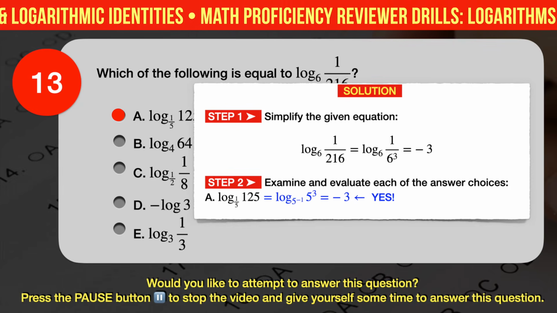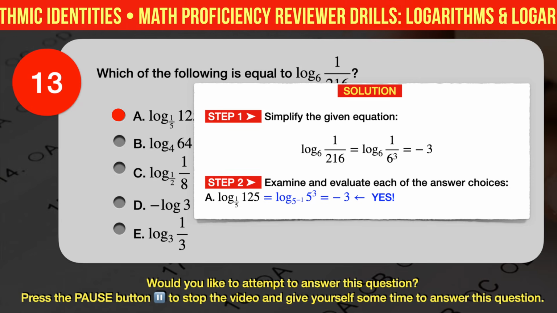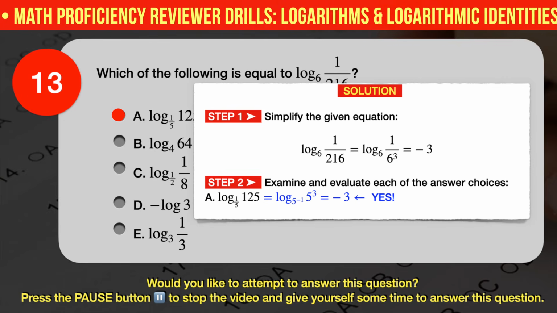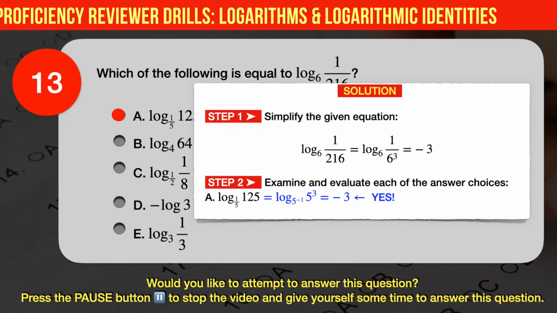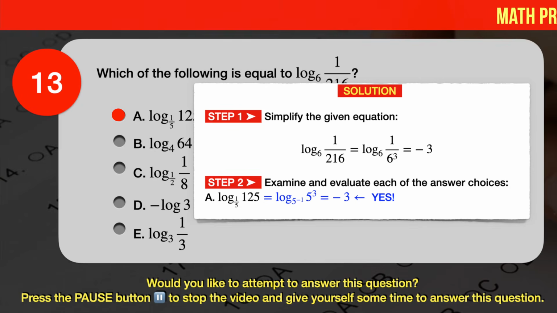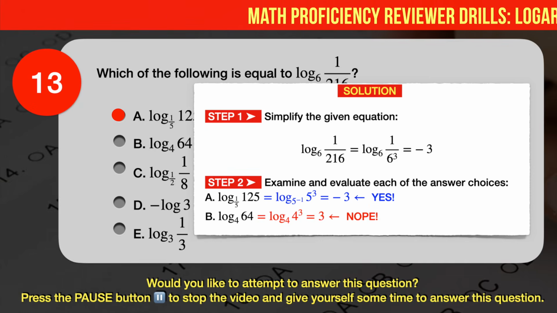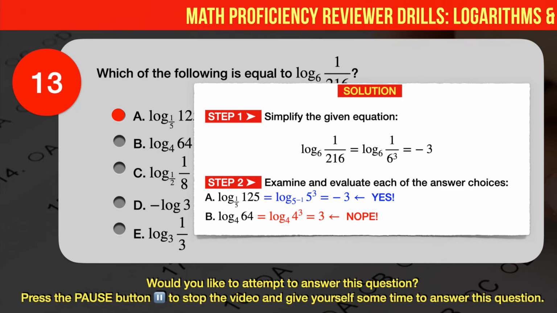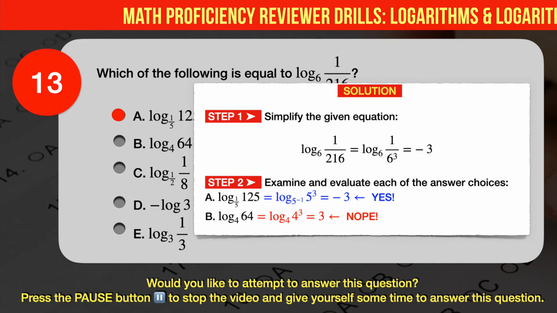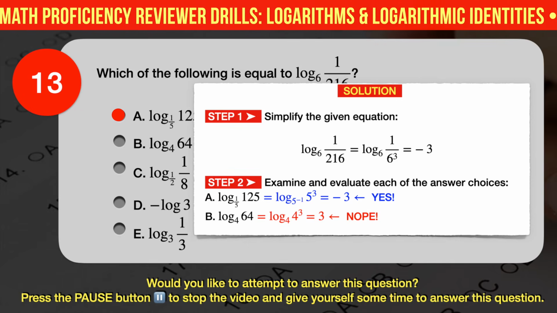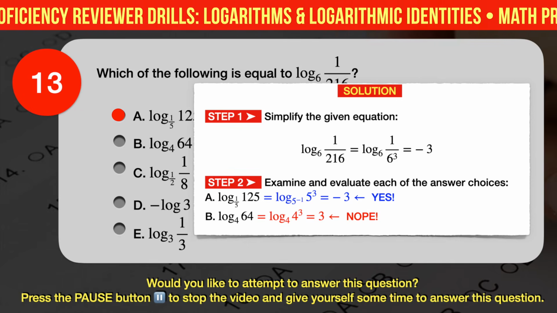In your math proficiency test you may already choose A as the correct answer, and move on to the next question to conserve precious time. But for now, let's proceed to examine and evaluate the rest of the remaining choices to see how they compare to our given expression, as well as to further review more logarithmic identities. Choice B. 64 can be expressed as 4 raised to 3. Logarithm base 4 of 4 raised to 3 is equal to 3, not minus 3. So nope, the expression in option B is not equal to our given expression.